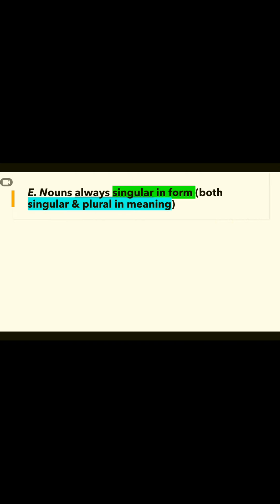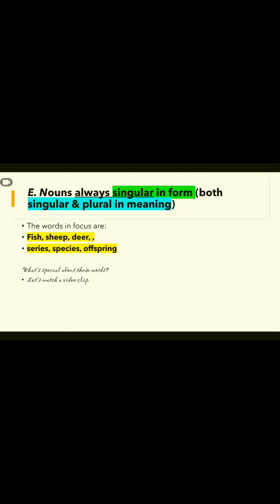How about category E? They refer again to nouns singular in form, but this is a very special one because they can be used both in a singular way or plural way. What are these words? They are fish, sheep, deer, series, species, offspring. You may wonder what I mean. Let's watch a short video and you'll understand.